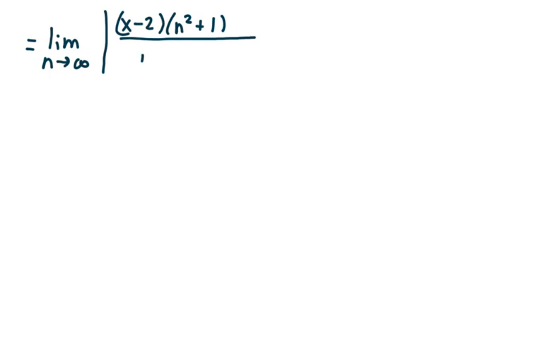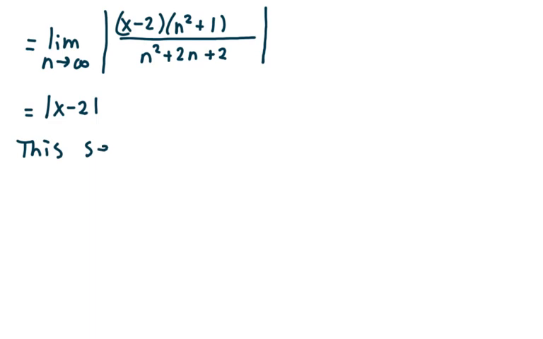We get the limit as n goes to infinity of (x − 2) times n squared plus 1 divided by n squared plus 2n plus 2 in the denominator. But this is equal to the absolute value of x − 2.